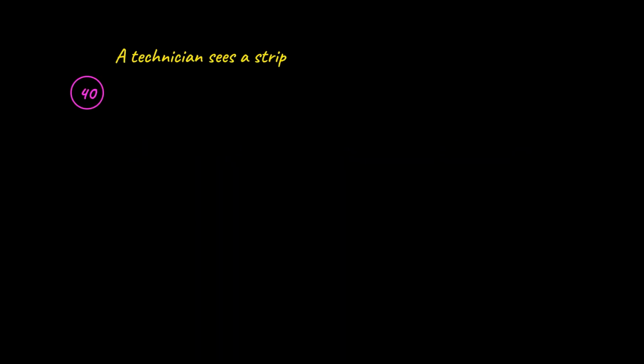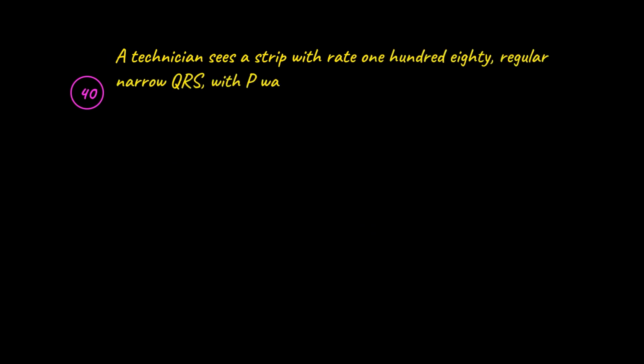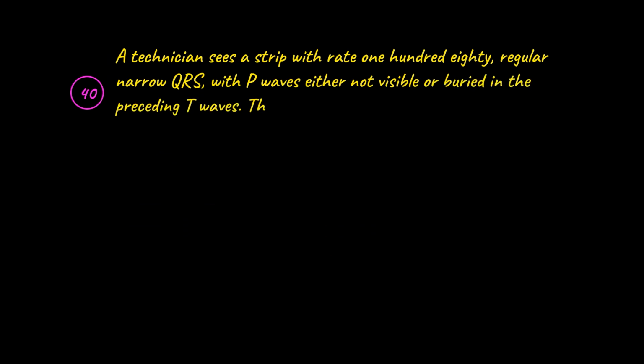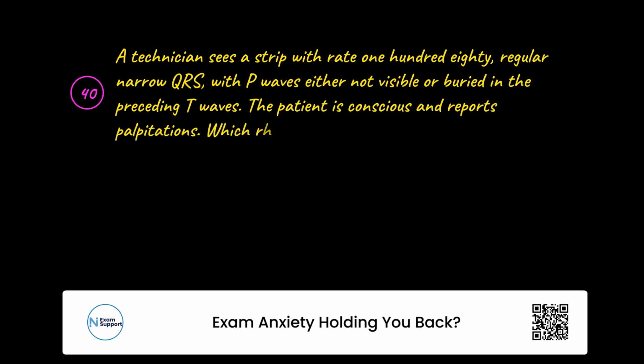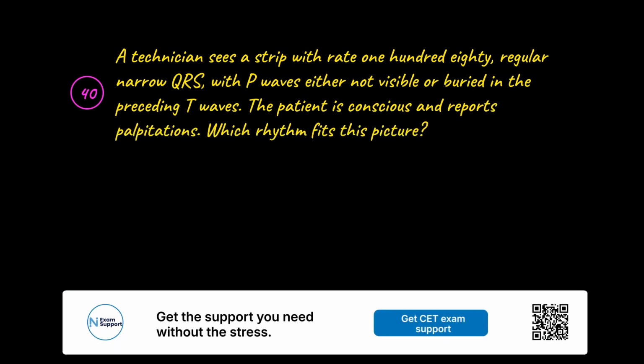Question 40. A technician sees a strip with rate 180, regular narrow QRS, with P waves either not visible or buried in the preceding T waves. The patient is conscious and reports palpitations. Which rhythm fits this picture?